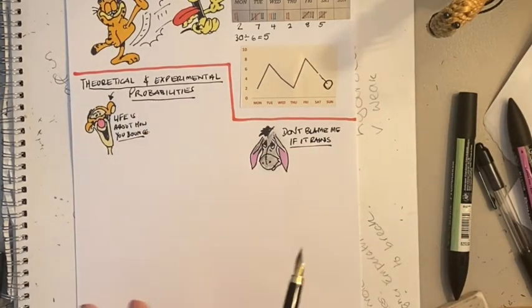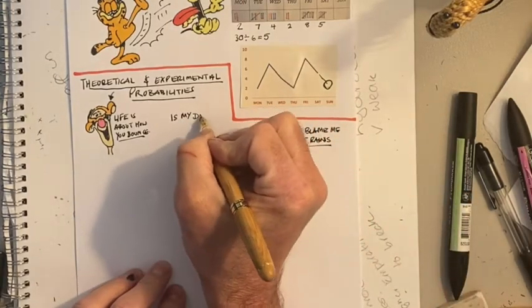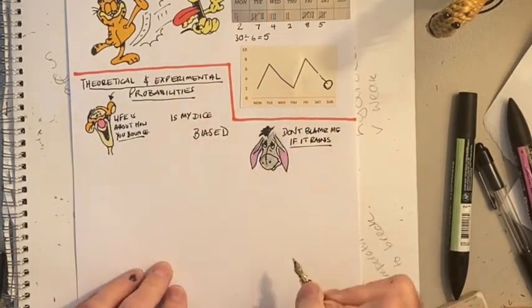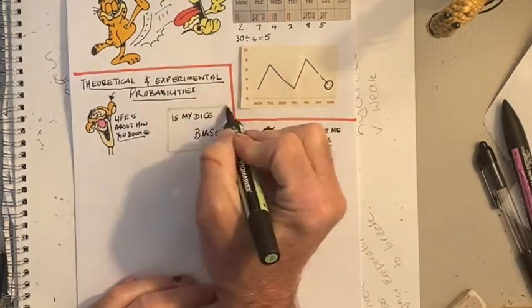Like I said, with the theoretical, if we want to see about this dice, is it fair? Is my dice fair? Now, we don't say fair. What word do we use? Biased. So is it not fair? Is it biased? Is it going to give me more of a number than it does any other numbers? They're going to occur more times.